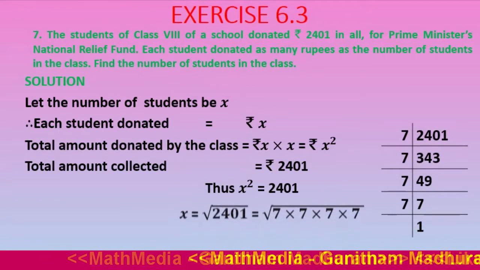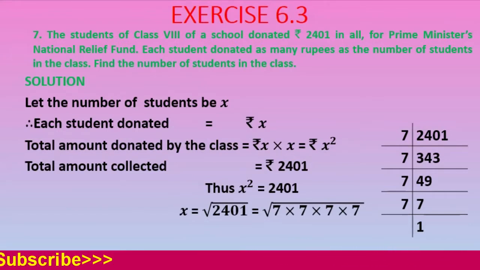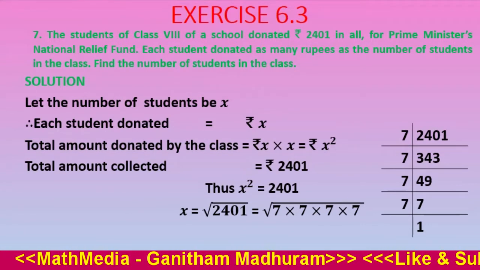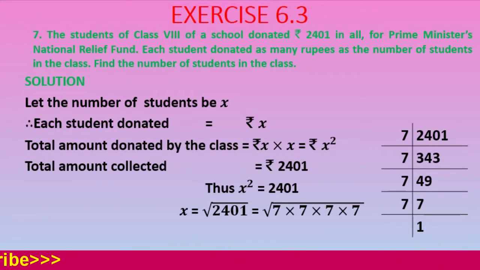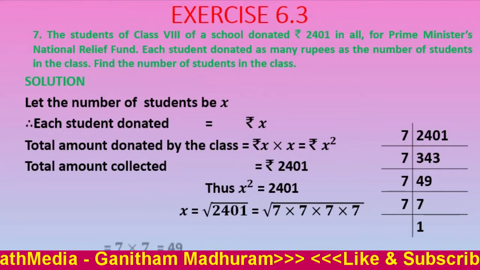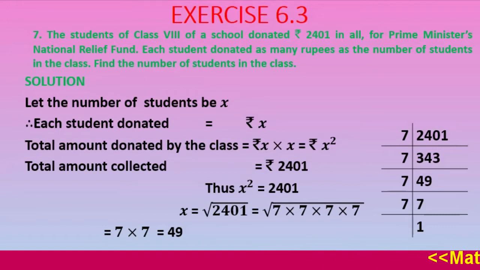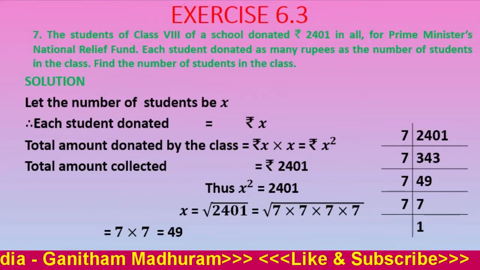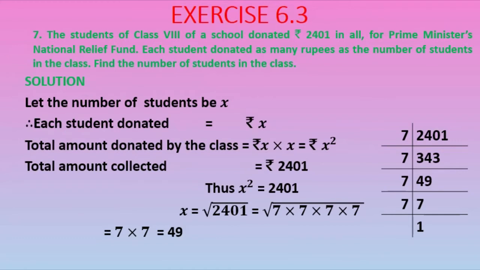Therefore x equals the square root of 2401. We get the prime factors of 2401 as 7 into 7 into 7 into 7. So the square root of 2401 gives 7 into 7 equal to 49. Hence each student donated rupees 49 and the number of students in the class is 49.